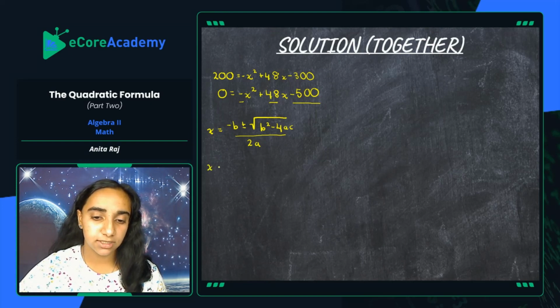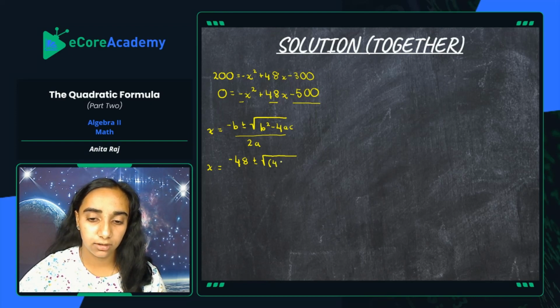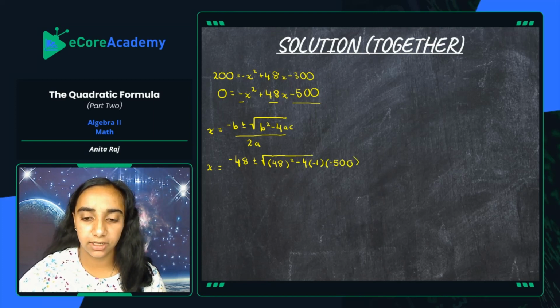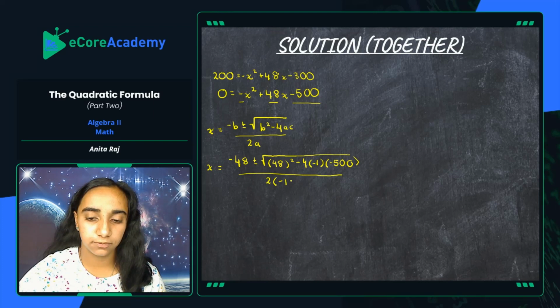So x is equal to negative b. Well, b is 48, so it's going to be negative 48, plus or minus the square root of b squared. So b again is 48, so 48 squared, minus 4 times a, which is negative 1, times c, which is negative 500. Remember, pay attention to each number's sign. You don't want to neglect those signs, or you're going to get a different answer. So make sure you pay attention to those signs, and that is over 2 times a. So 2 times negative 1.